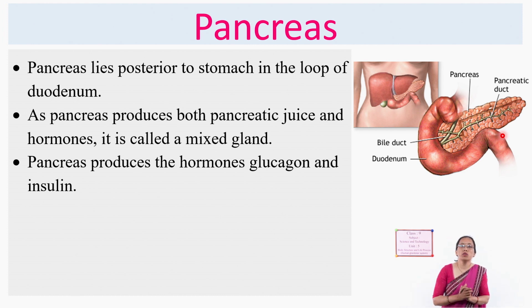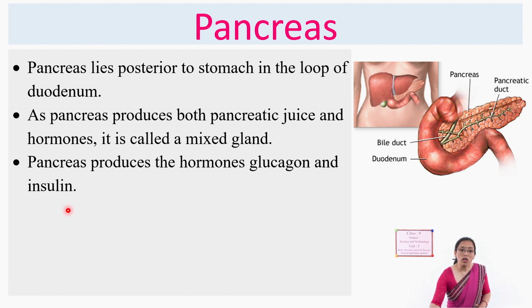Here these two hormones function in opposite ways. This glucagon hormone, what does it do? It helps to increase the glucose level in the blood. That means if there is a high amount of glucose, this insulin hormone converts that glucose into glycogen and stores it in the liver. So insulin controls the glucose level in the blood. If there is more glucose in the blood, it converts that glucose into glycogen and stores it as storage food.